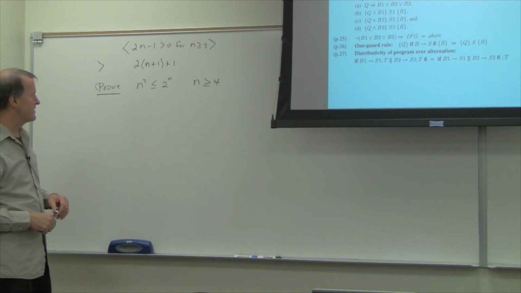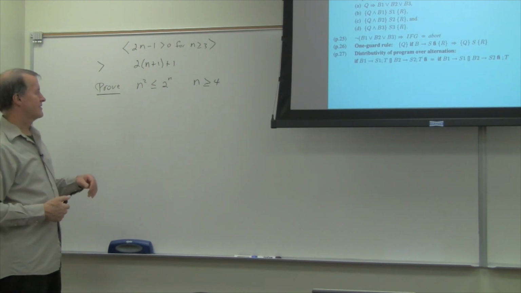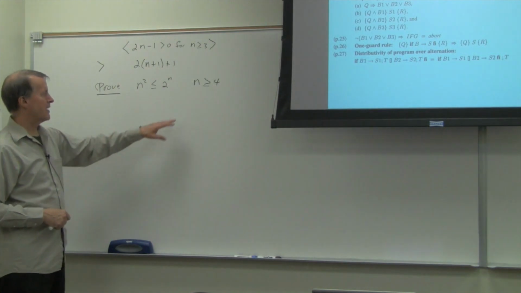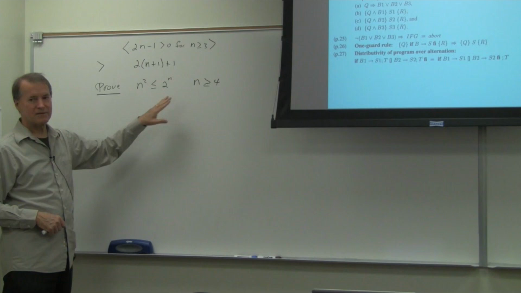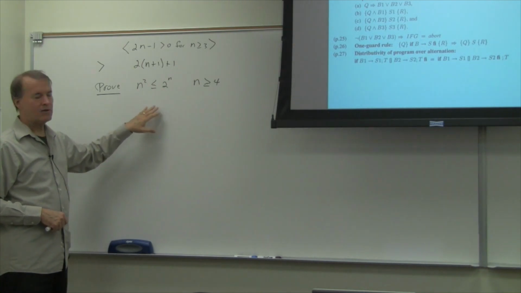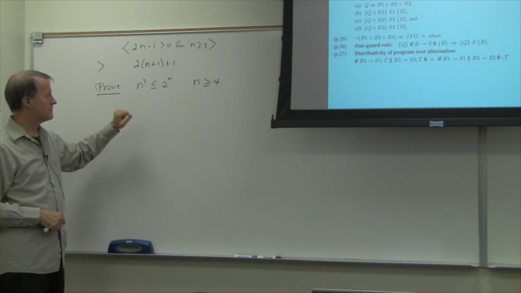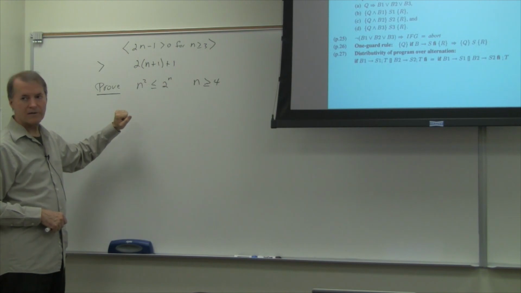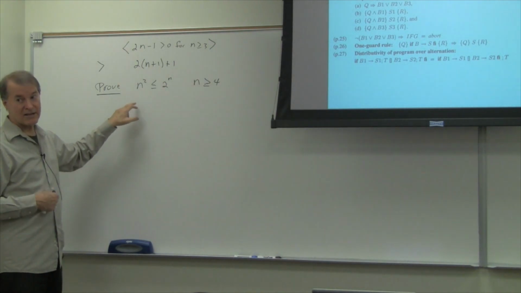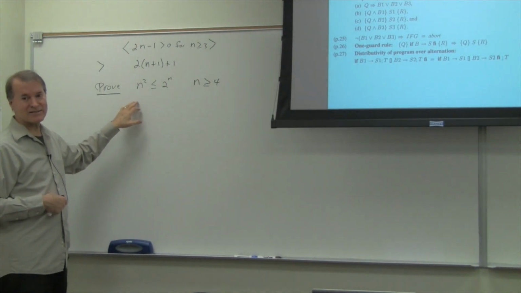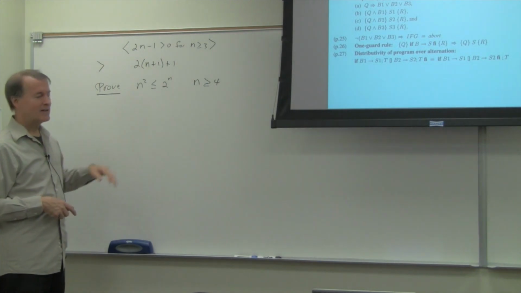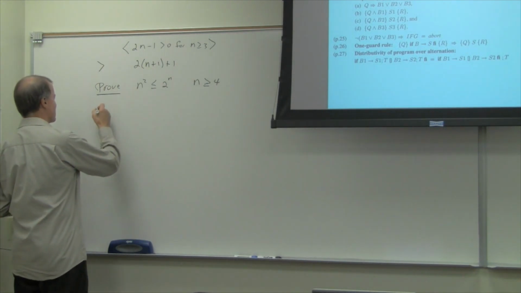Yeah. So let's do it. Base case. The base case is n equals what? 4, right? 16 is less than or equal to 32. No, I think it's 2 to the 4th. 16 is less than or equal to 16. Yeah. So base case is 16 less than or equal to 16, right? And then the induction case is what?